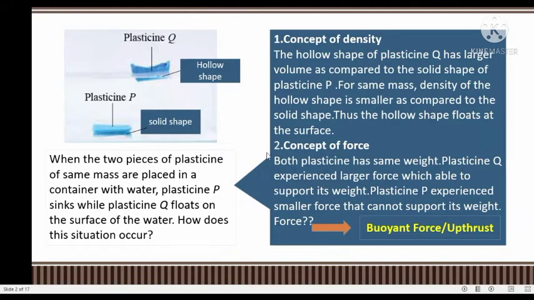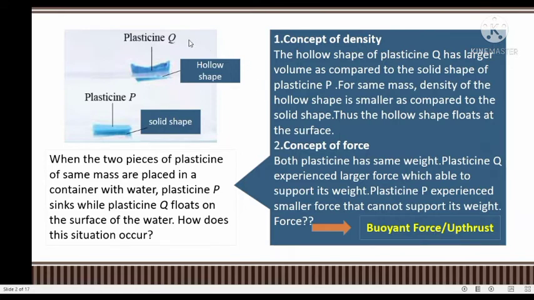Let's look at the concept of force. Both plasticine have the same weight. Plasticine Q experiences a larger force which is able to support its weight. Plasticine P experiences a smaller force that cannot support its weight. What is the force that is able to support the weight of plasticine Q? The force that we are going to discuss in this topic is known as buoyant force or upthrust.